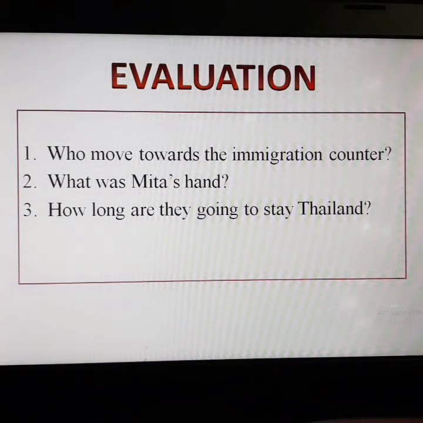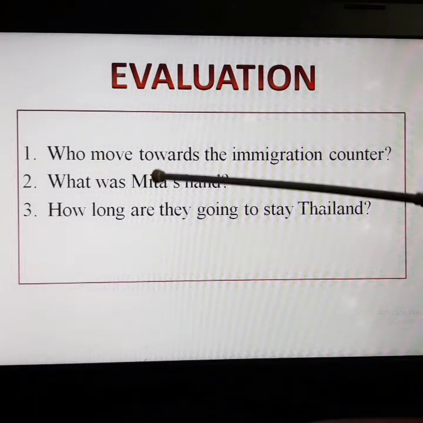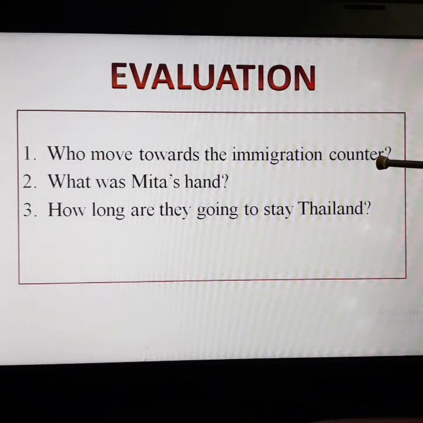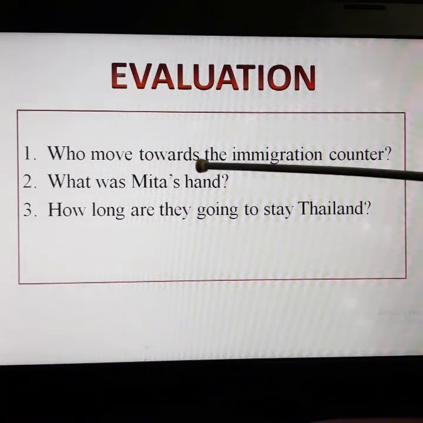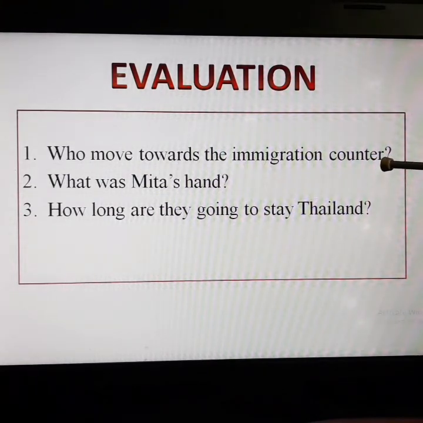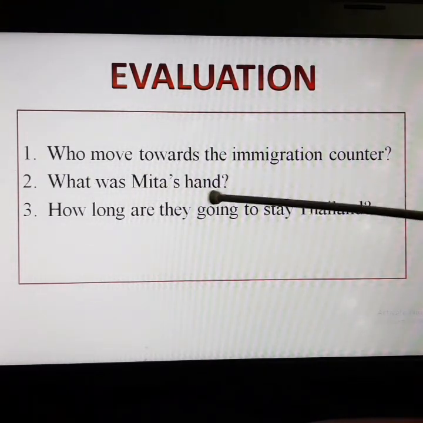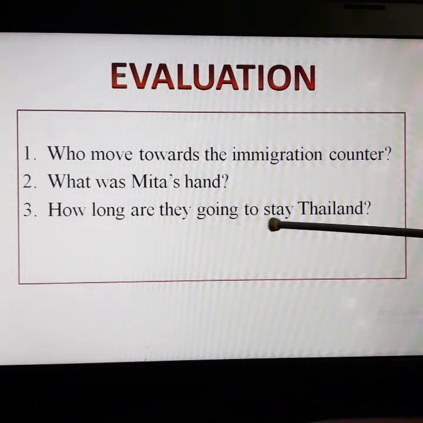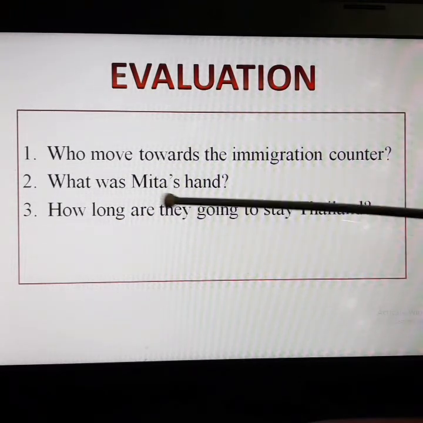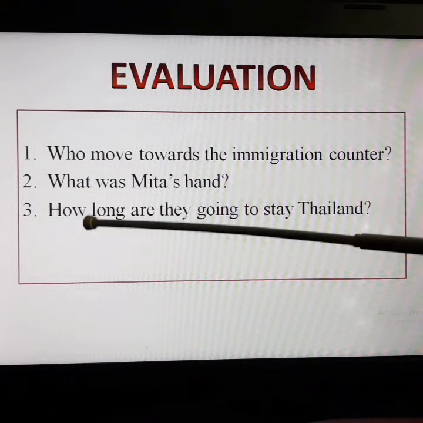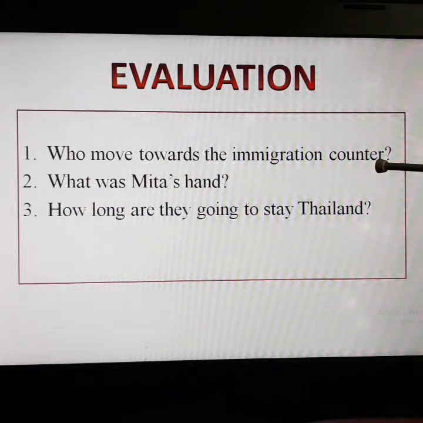Dear students, what have you known from the passage or what have you learned? Try to evaluate yourselves. Who moved towards the immigration counter? What was in Mita's hand? How long are they going to stay in Thailand? Please write it in your notebook.